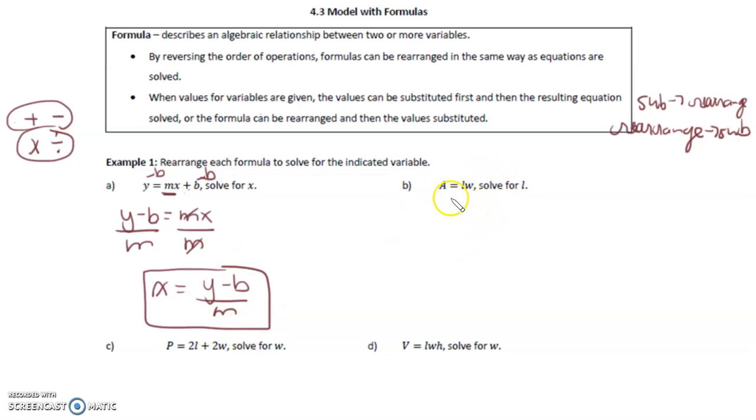Okay, b, we're going to solve for L in A equals LW. So the L and the W are multiplied, so we're going to divide both sides, right? Multiplication, division, opposites. Okay, so divide both sides by the W. The W's cancel. We get L equals A over W.